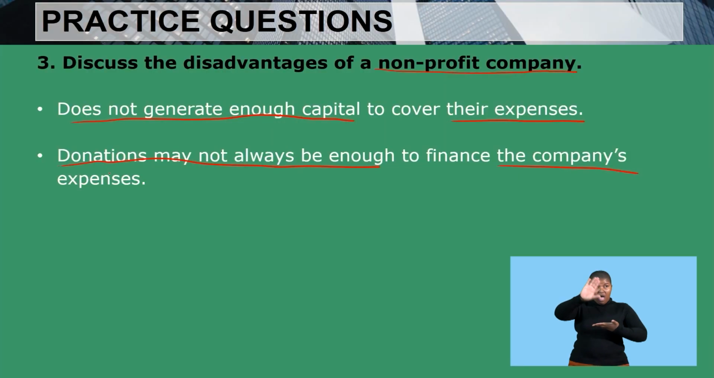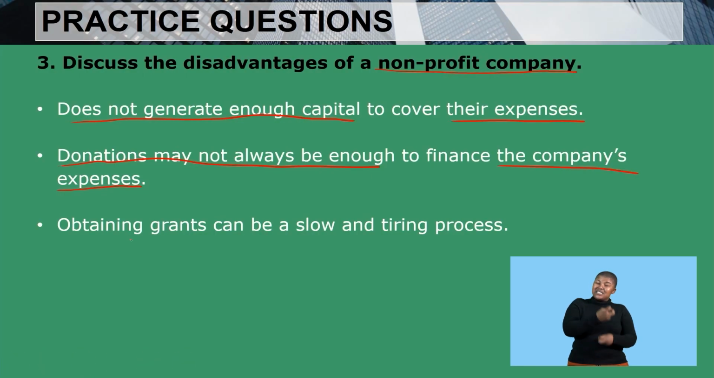Donations may not always be enough to finance the company's expenses. So the non-profit companies rely on donations. Now, the donations cannot all the time cover the expenses of the company. Why? Because they only rely on donations and grants from the government. So this money does not guarantee that each and every month they will get a certain amount of donation. Sometimes they would get that, sometimes they would get even less, which is going to be difficult for them to do what? To cover the expenses.